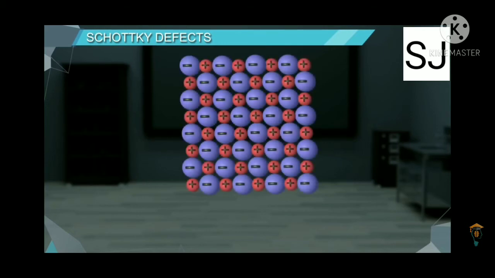As you can see here, an example is given. Schottky defect: this type of defect is created when one positive ion and one negative ion are missing from their respective positions, leaving behind a pair of holes. What is it leaving behind, beta? A pair of holes. So such a defect is simply a vacancy defect.